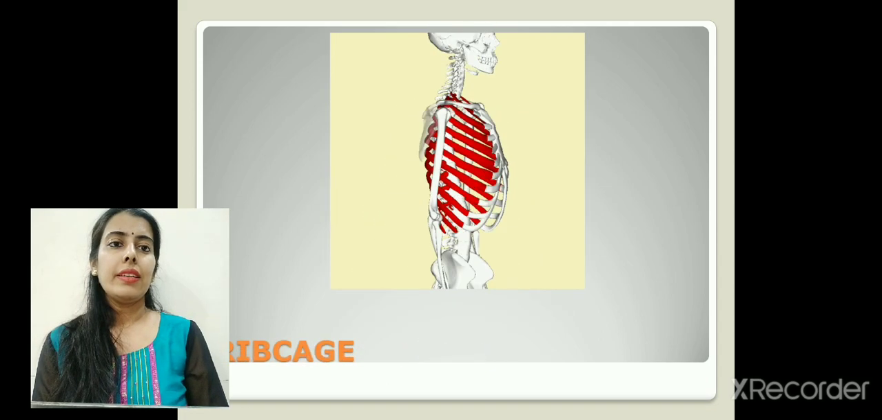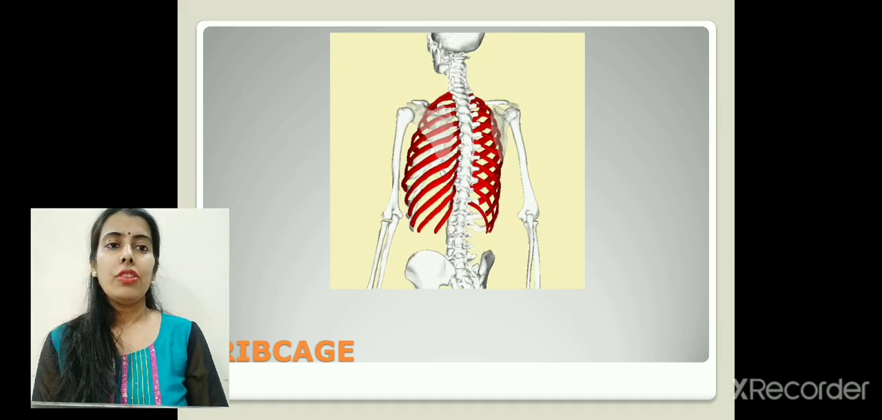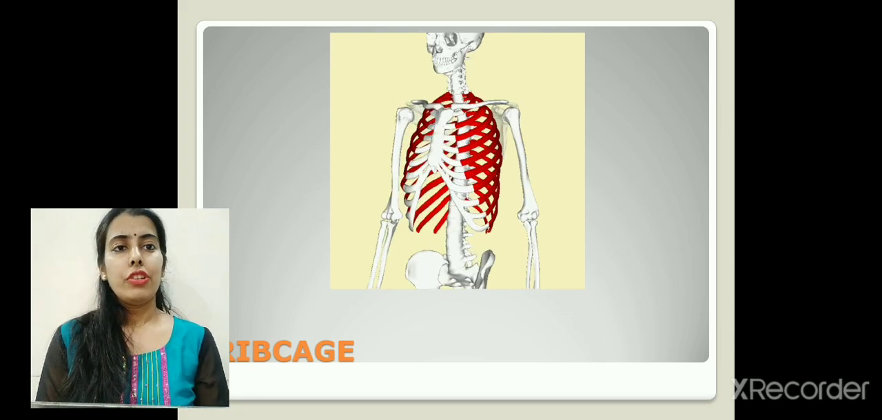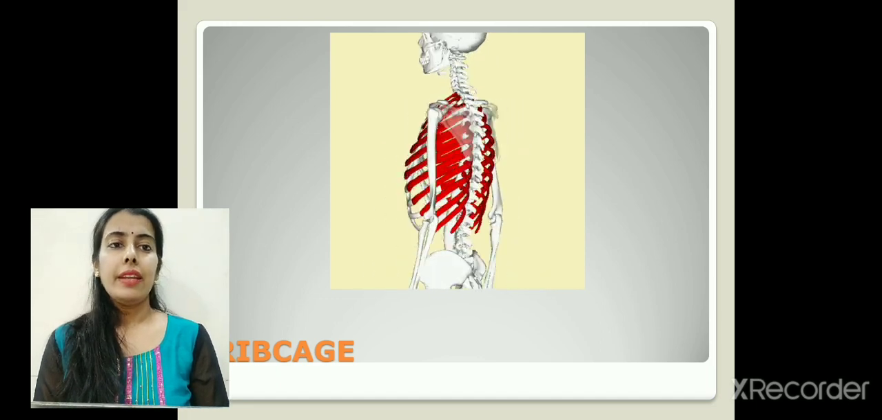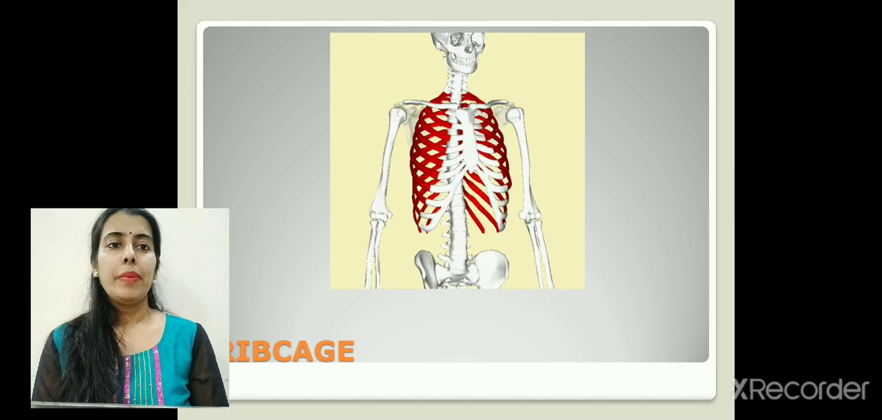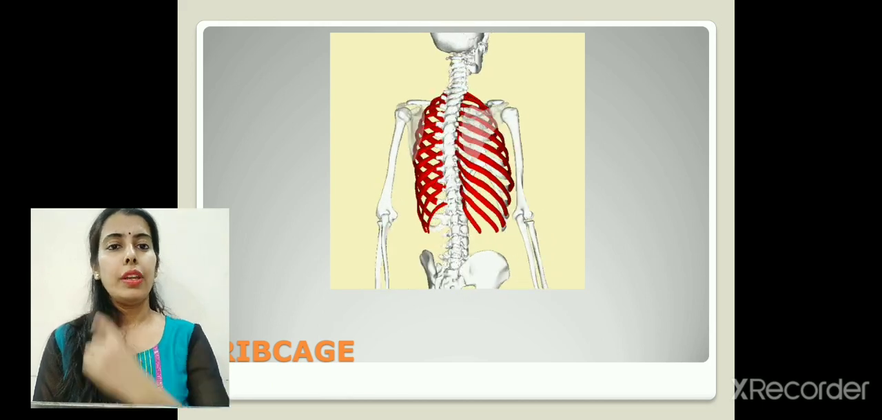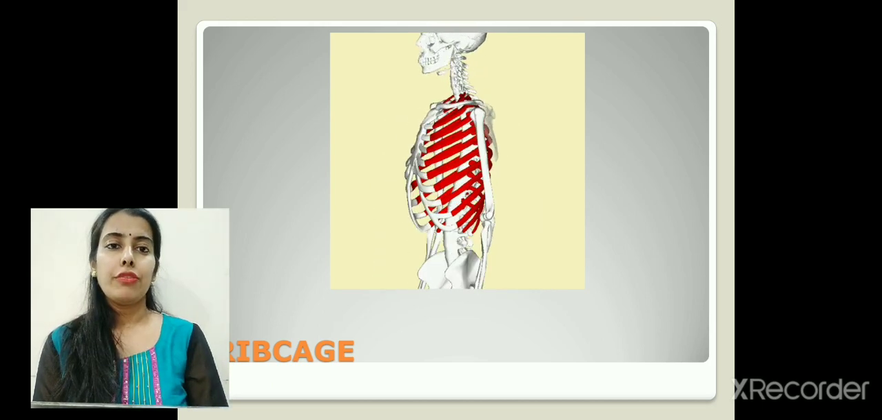This is the rib cage. The ribs are bones which help to protect our lungs, parts of the heart, kidneys, and stomach. The rib cage has 12 pairs. So in total they make 24 bones.